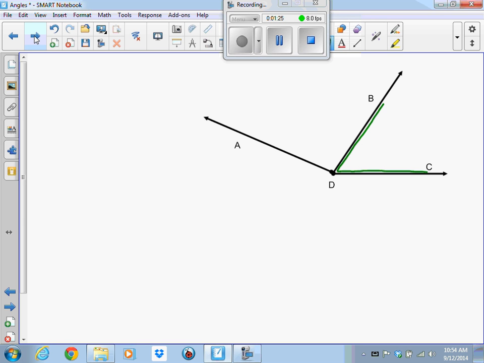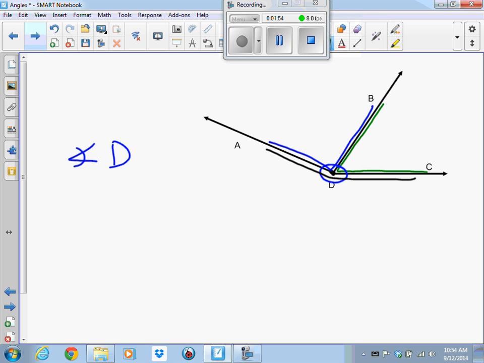Now, some issues come up with labeling, let's say, this green one here, at angle D. We cannot, in this picture, label angle D, because we have the green, the blue, and also the black angle. So there are three angles coming out of D. We cannot say angle D in that case.